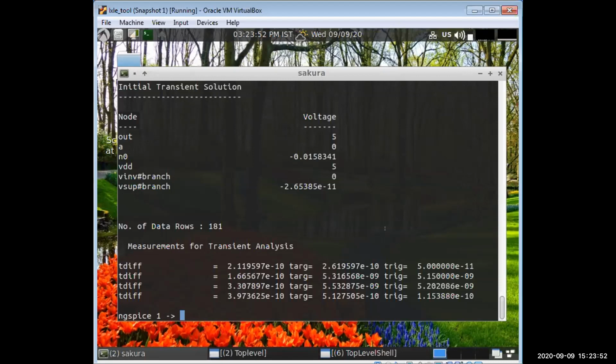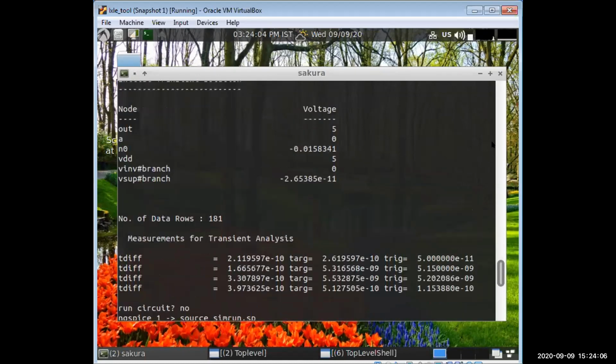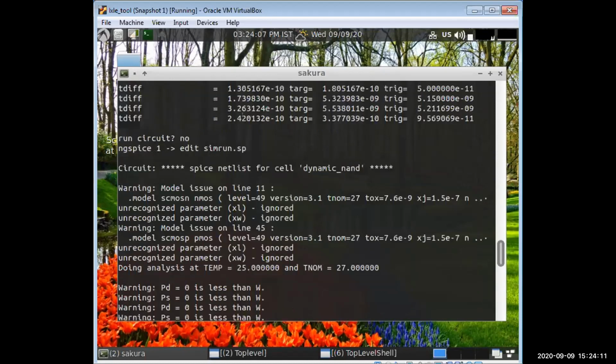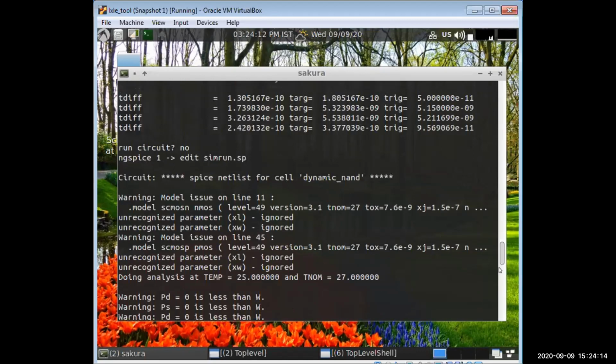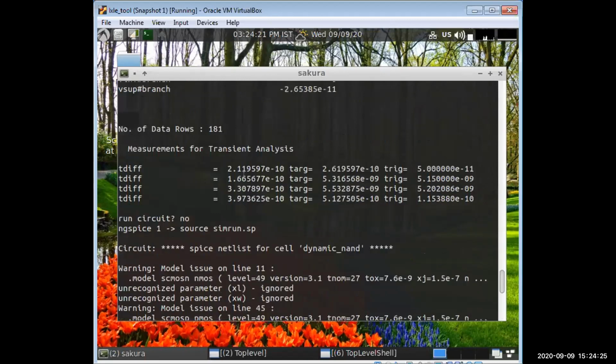And if you see TPLH, that was 1.66, but after changing the size, it is 1.73. So these are the things you are getting, and also the rise time and fall time are changing. This is 3.26, 2.42. Here you can see it is 1.66. And this is 3.3.